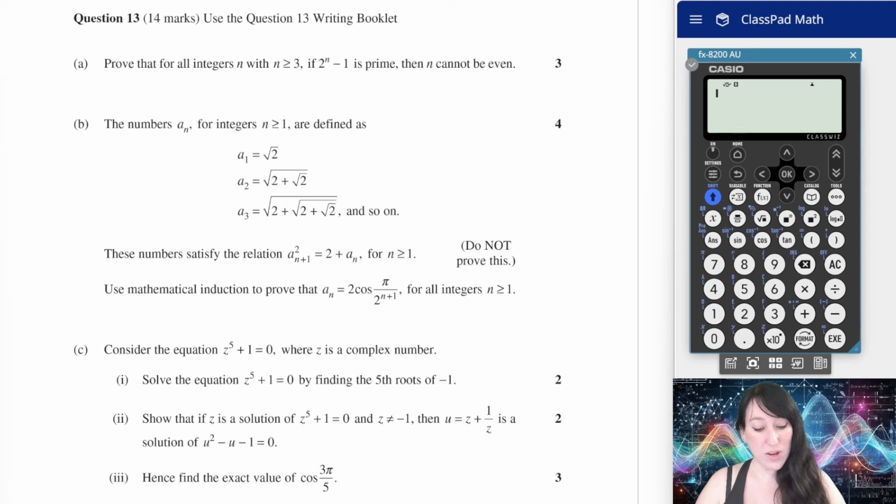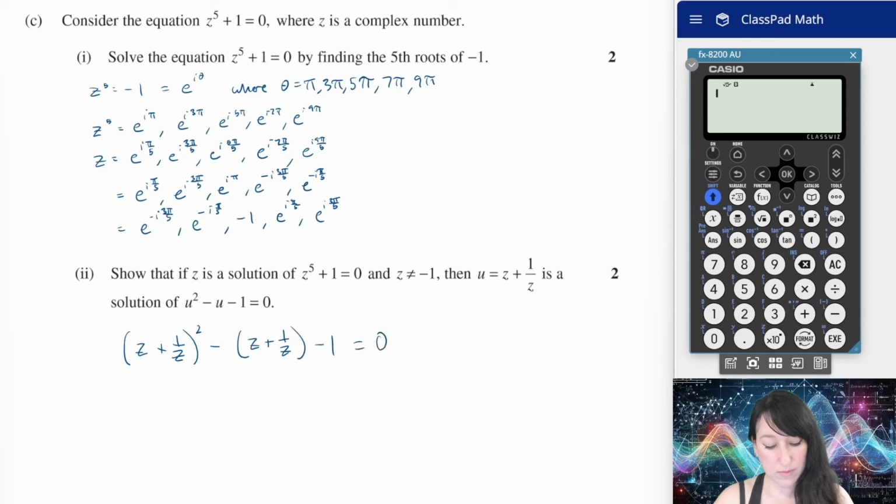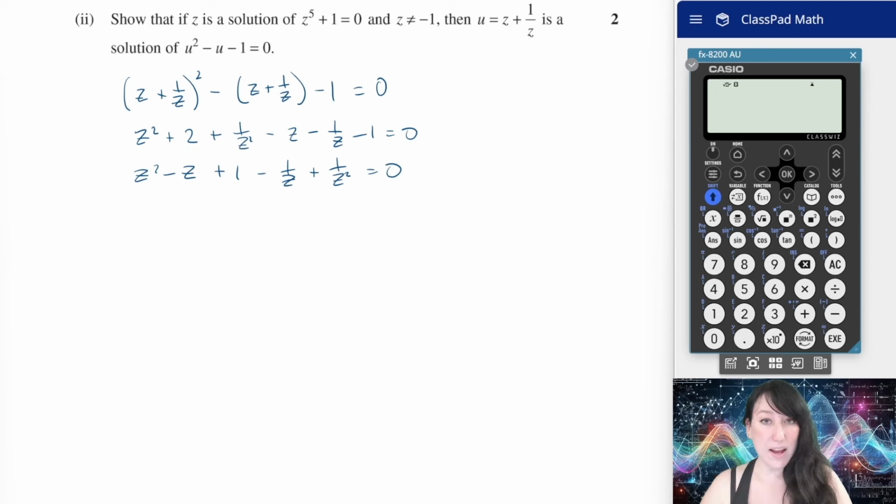Part 2. Show that if z is a solution of z to the 5 plus 1 equals 0, and z is not equal to -1, then u equal to z plus 1 over z is a solution of u squared minus u minus 1 equal to 0. Let's substitute that expression for u in terms of z into that quadratic and see what happens. Let's expand. We'll just simplify it a little bit. And let's get that all into one fraction.